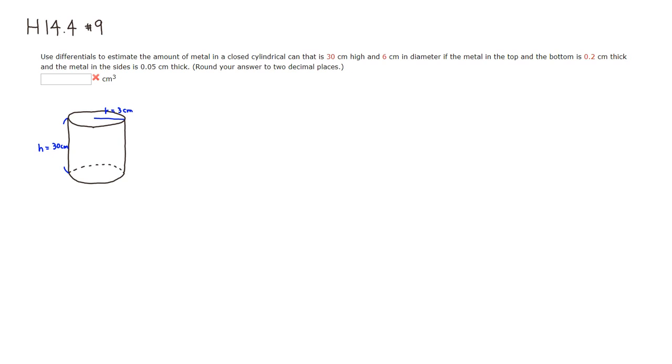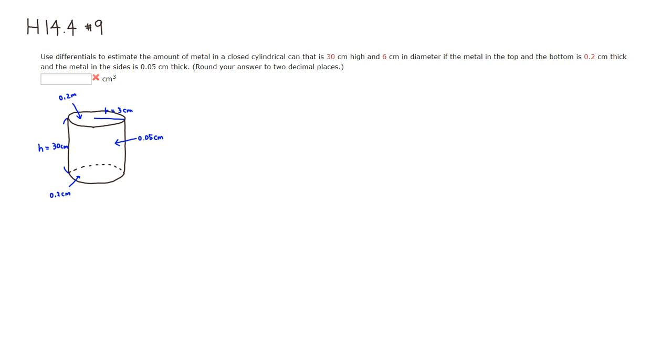The thickness on top and bottom is 0.2 centimeters. So the top is 0.2 centimeters, and the bottom is also 0.2 centimeters. And on the side, the thickness is 0.05 centimeters.